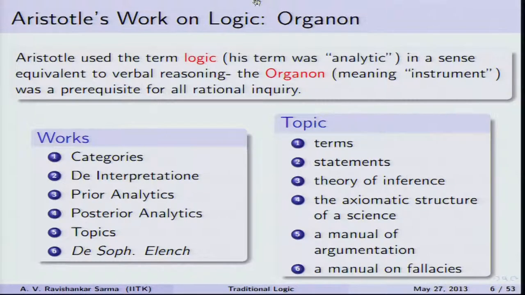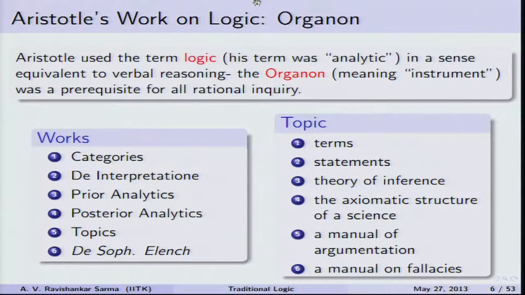And in Posterior Analytics, he has presented the axiomatic structure of a science. And in the Topics, all of these are works of Aristotle. In Topics, he has presented a manual of argumentation, an analysis of argumentation: what is a good argument, what is a bad argument, etc. In De Sophisticis Elenchis, another work of Aristotle, he has presented a manual on fallacies.